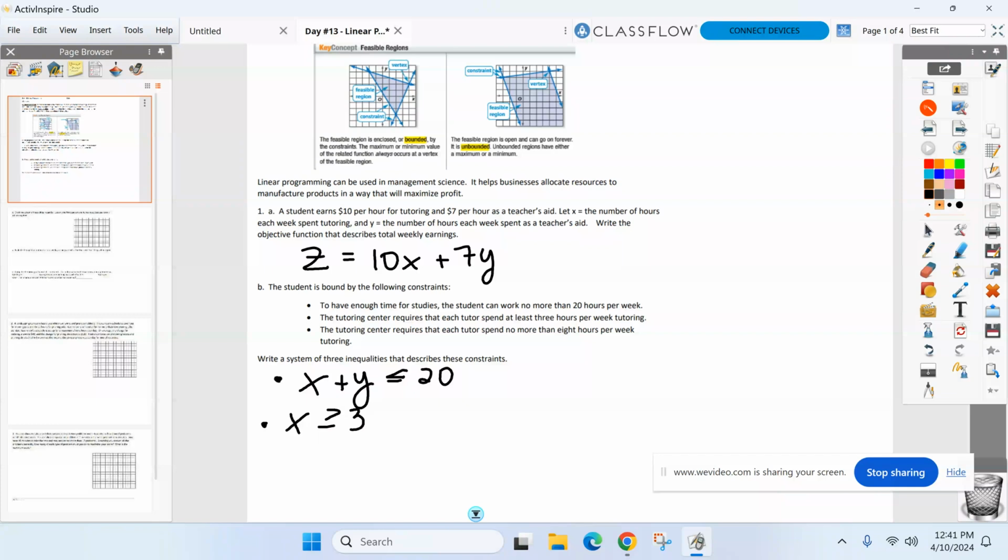One more restriction. And that is the tutoring center requires no tutors can spend more than 8 hours a week tutoring. Again, what variable do I need? Still need X because we're tutoring. But now they're saying you can't spend more than 8. What's my inequality? Less than or equal to 8.